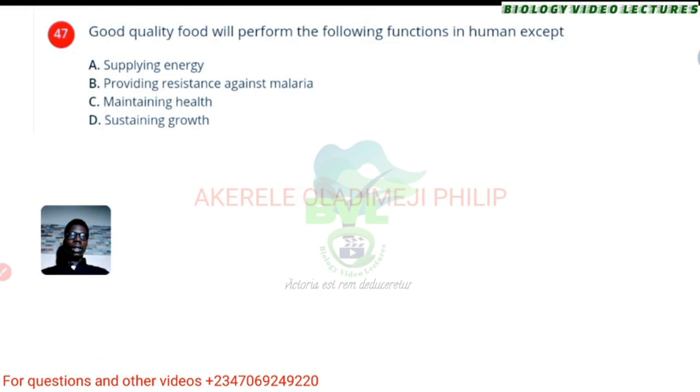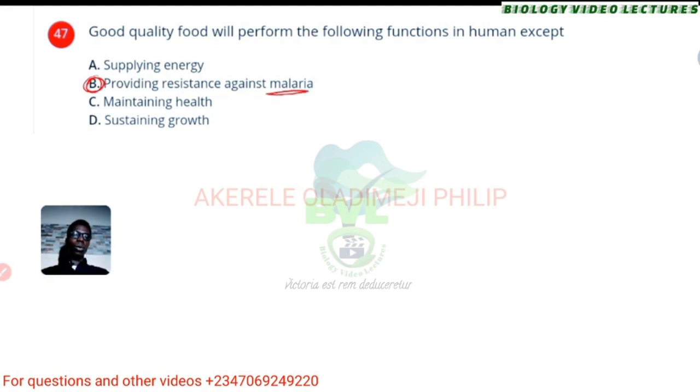Good quantity food will perform the following functions in the human body except supply energy. Of course, it's going to do that. Providing resistance against malaria, maintaining health, sustaining growth. The reason why the answer is B.